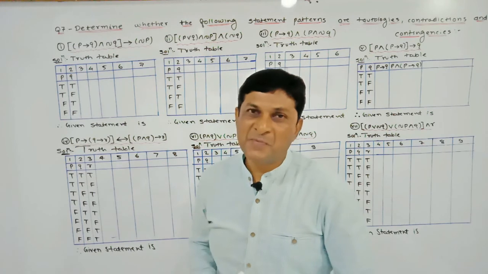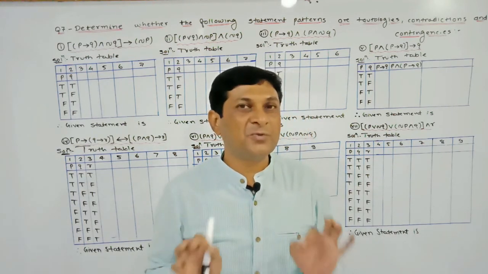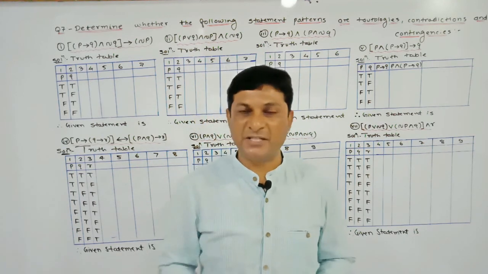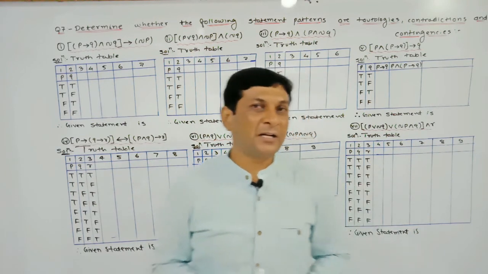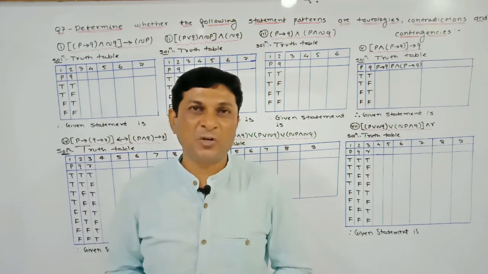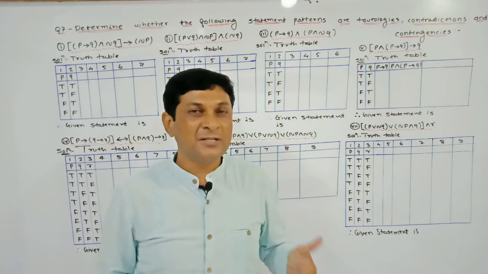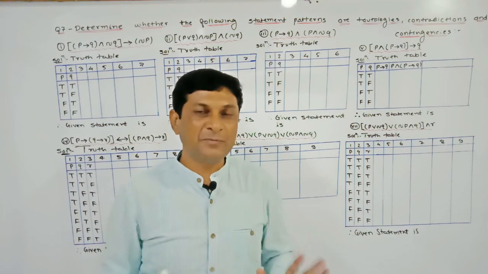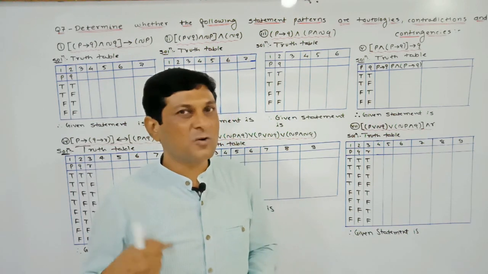Now see question number 7. In question number 7, some statements are given to us and we have to check whether the given statement patterns are tautology, contradiction or contingency. So using the truth table, let us check this. Already we have seen the definition of tautology: a statement which is always true is called a tautology. A statement which is always false is called a contradiction, and a statement pattern which is neither a tautology nor a contradiction is called what? Contingency.